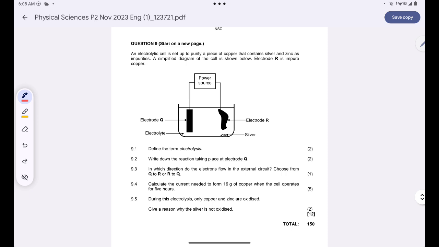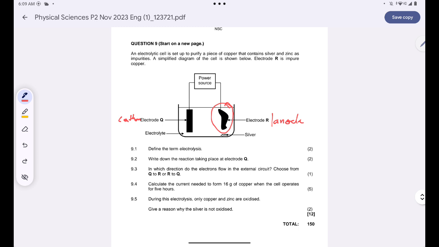Okay, so what's happening here is that this electrolytic cell is set up to purify the impure copper that is here. Are you together? All of the time, whenever you purify metals in electrochemistry, the metal that you are purifying will always be at the anode. So electrode R will always be your anode. That means electrode Q will be your cathode.